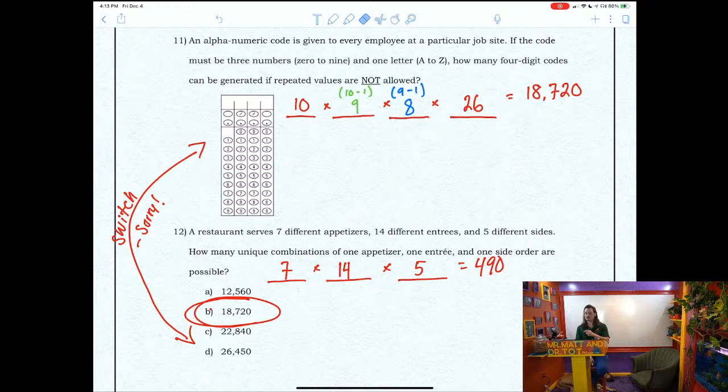And then for number 12, if we just multiply the different possible number of appetizers, entrees, and side orders, then we have 7 times 14 times 5 is 490. So I'm going to write that up here in the grid-in that's listed under number 11, but I do, again, apologize. It's supposed to be for number 12. So number 12 is 490. Number 11 was 18,720.